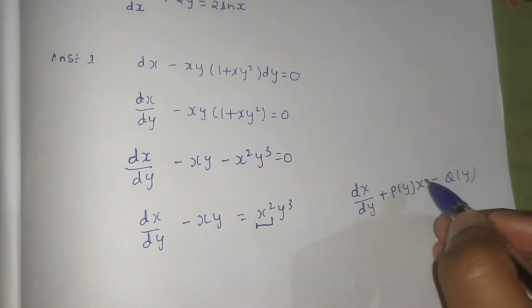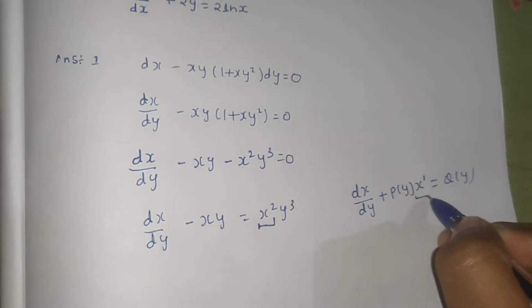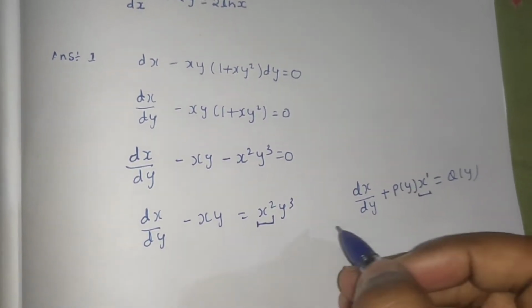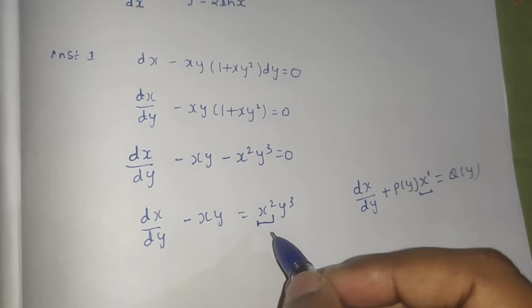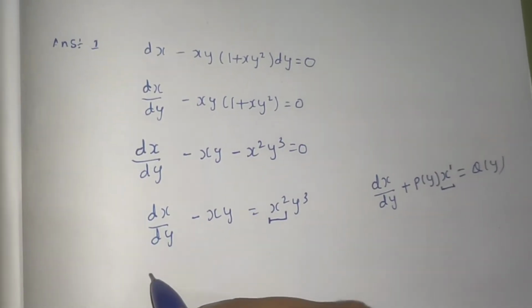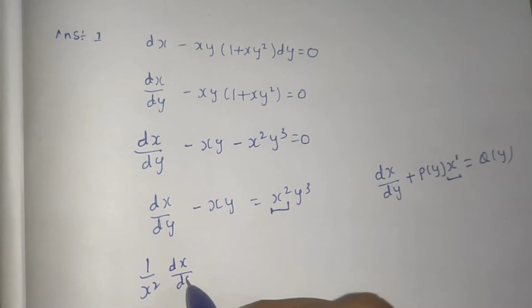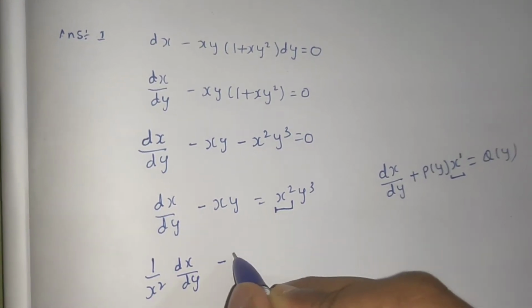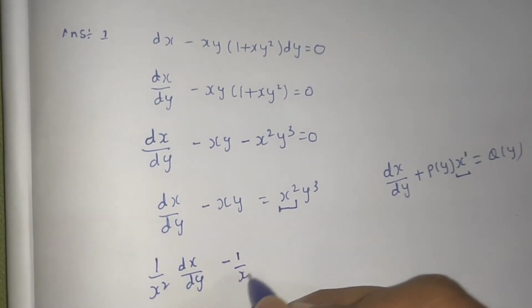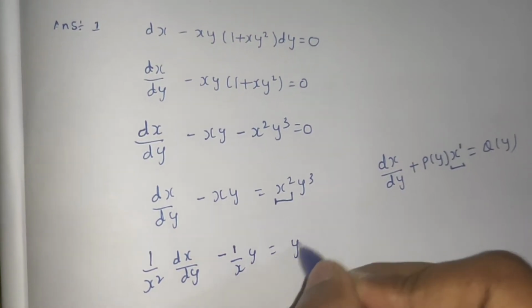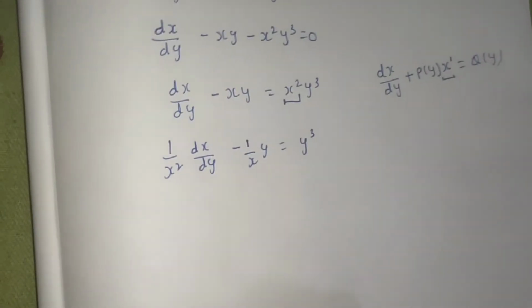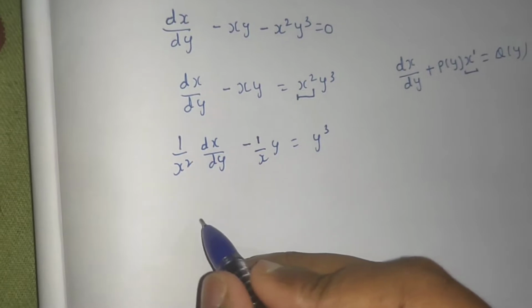It will be linear only if I have only x. So what I will do is divide the entire equation by x square. So I will get 1 upon x square dx by dy minus 1 upon x into y equals y cube.